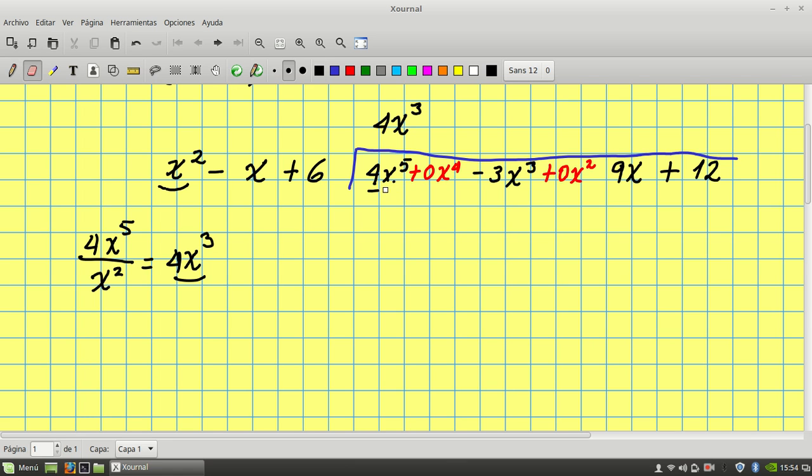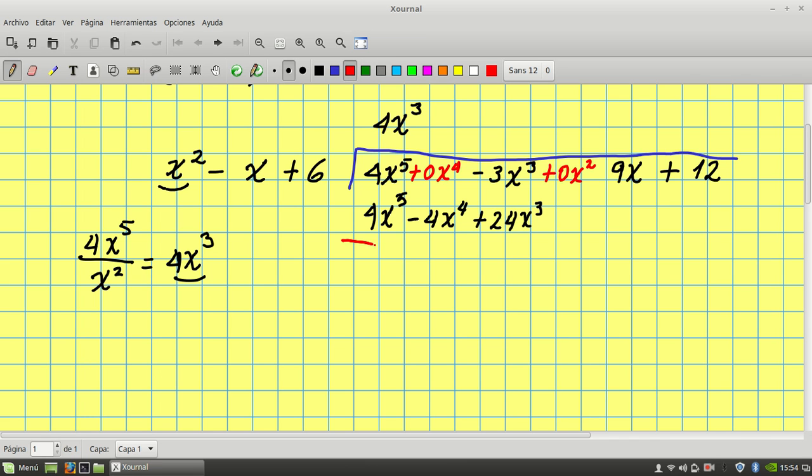So let me multiply, okay, let me multiply 4x cubed times the divisor. 4x cubed times x squared is just 4x to the fifth. 4x cubed times negative x is going to be minus 4x to the fourth power, and 4x cubed times 6 is going to be 24x cubed. Okay, and the next step is going to be the subtraction.